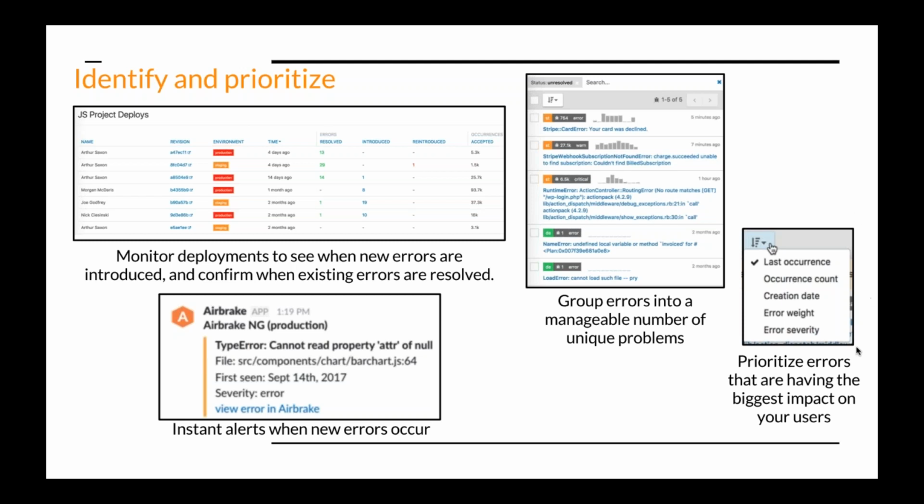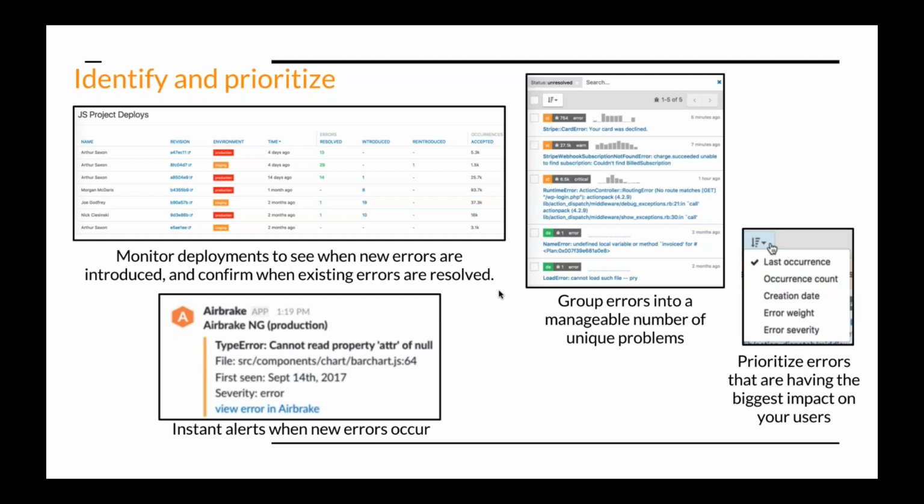Whether that's by what's happening most recently, or what happened first or last, or what's happened the most, or something like error weight, which is our proprietary ranking algorithm that gives you a sense of what you should tackle first. Giving you all the tools you need to say, here's the state of the world, here are new problems, here's your total set of problems, here are the ones you should tackle first. This is that first phase of getting a sense of what I need to tackle, and I've got a unique, manageable set of things to tackle.